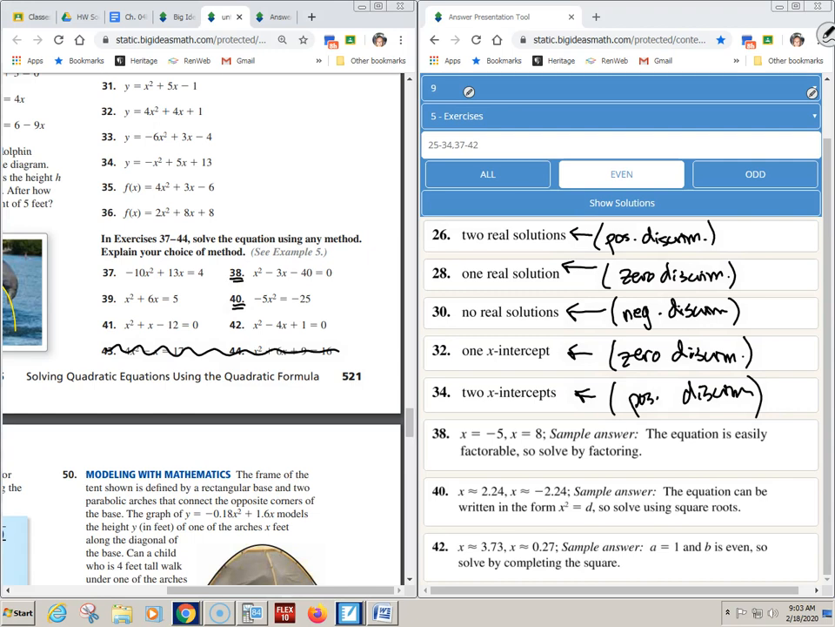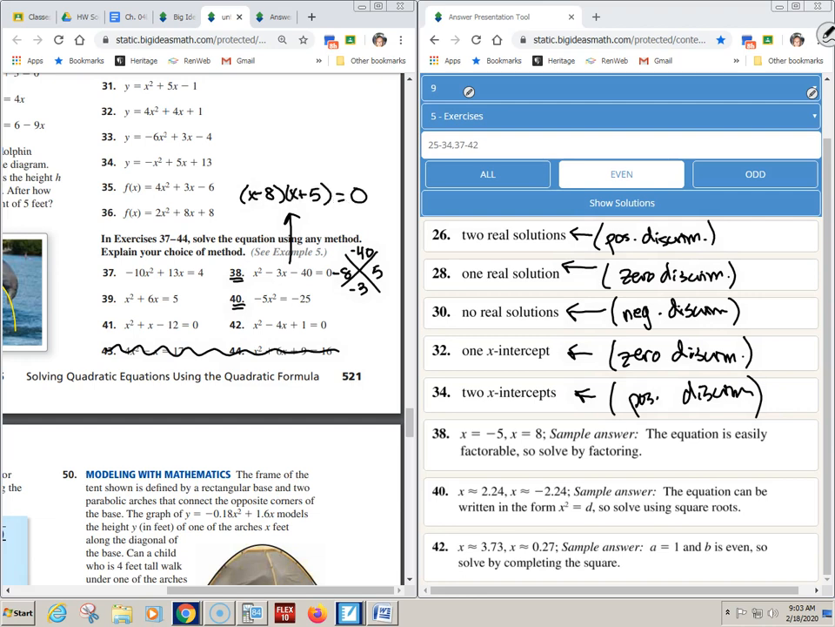Actually, number 40 and 38 are really good X method ones, but only if you know how to do the X method. Here's why. Are there any numbers that multiply to be negative 40 and add to be negative 3? Good, Danny. It'd be a negative 8 and a positive 5. So guess what? By doing my box pretty quickly, I could make it x minus 8 and x plus 5 equals 0.